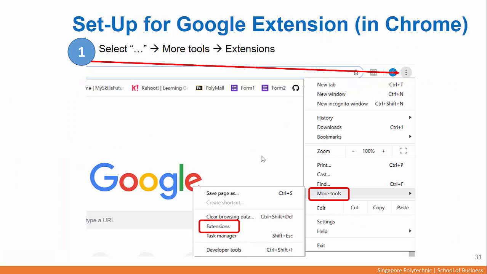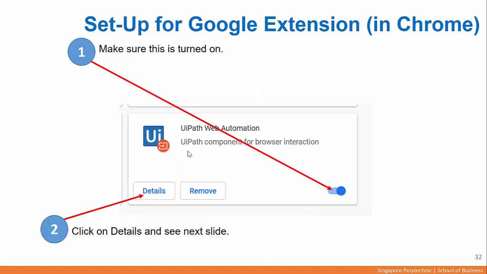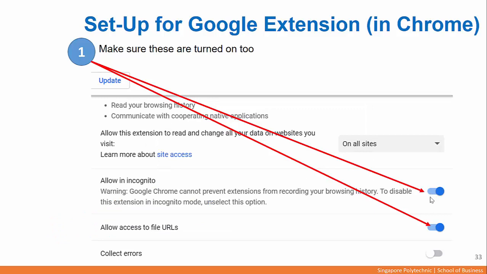But that's not the end. We still need to enable this extension. Open up a Chrome browser, click on the 3 dots and look for more tools, extensions, and we need to enable it. Following, we click on details and allow incognito and access to URL or found URLs.